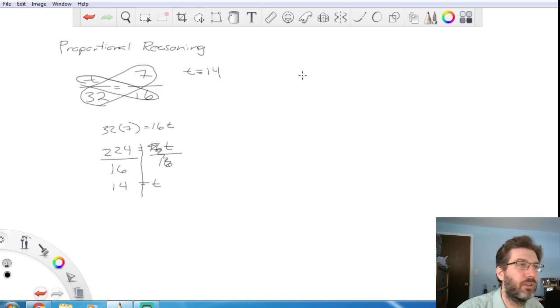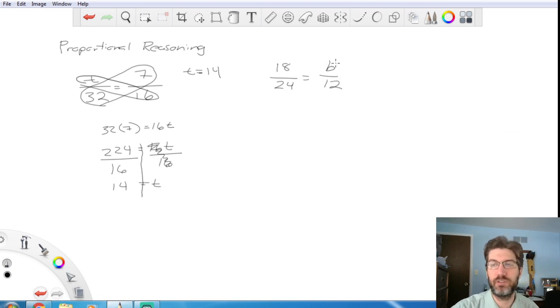I can do the other one in there, which was, that's a horrible one, 18 over 24, which is equal to b over 12. So even though the variable is over here instead of over there, it doesn't really matter where the variable is. You're always going to be tackling it the same way. It's always going to be cross products and then simplify to get your variable.